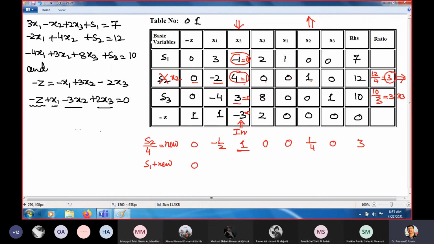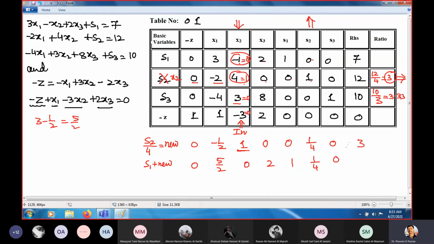3 minus 1 by 2. And if you subtract 3 minus 1 by 2, 2 times 3 is 6. 6 minus 1, it is 5 by 2. 5 by 2. Minus 1 plus 1, 0. 2 plus 0, 2. 1 plus 0, 1. 0 plus 1 by 4, it is 1 by 4.